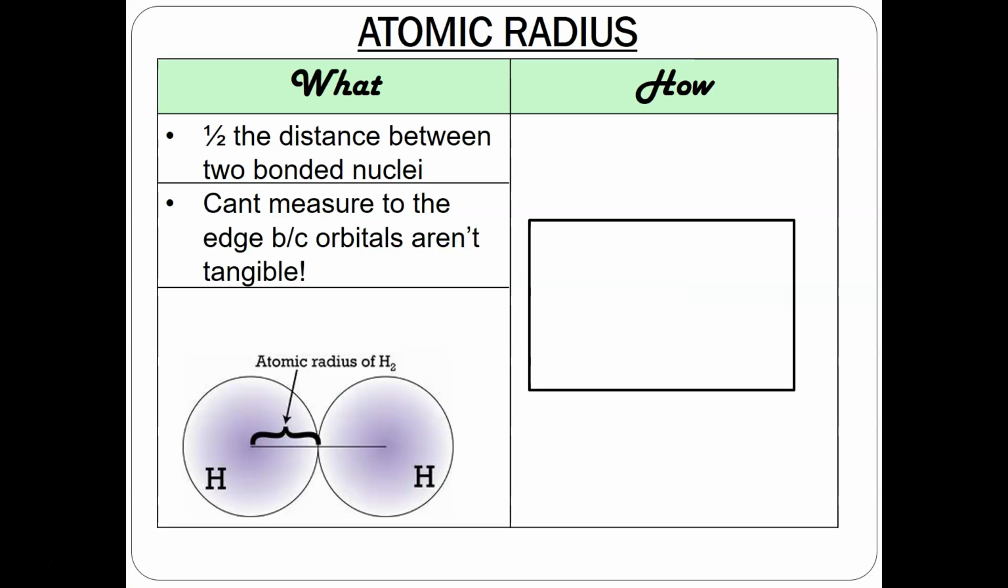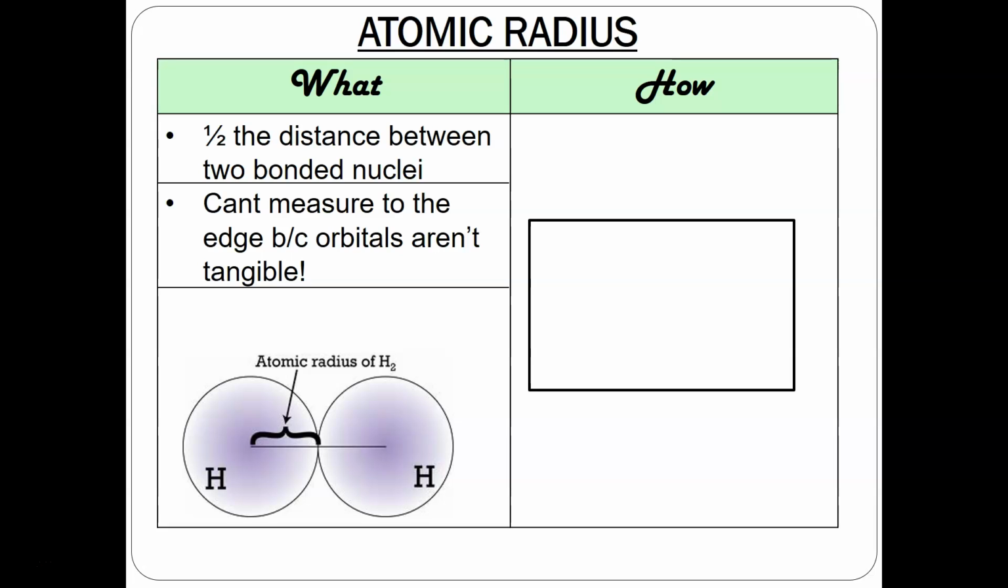So part 1, we're going to start with atomic radius. Atomic radius is not something that can be easily measured. An orbital does not have a tangible edge. We cannot measure from the nucleus to the end of an atom because it doesn't have a hard, tangible edge. Remember that orbitals are just a mathematical, statistical probability of where we think we might find an electron. So I can't really know where to stop measuring.